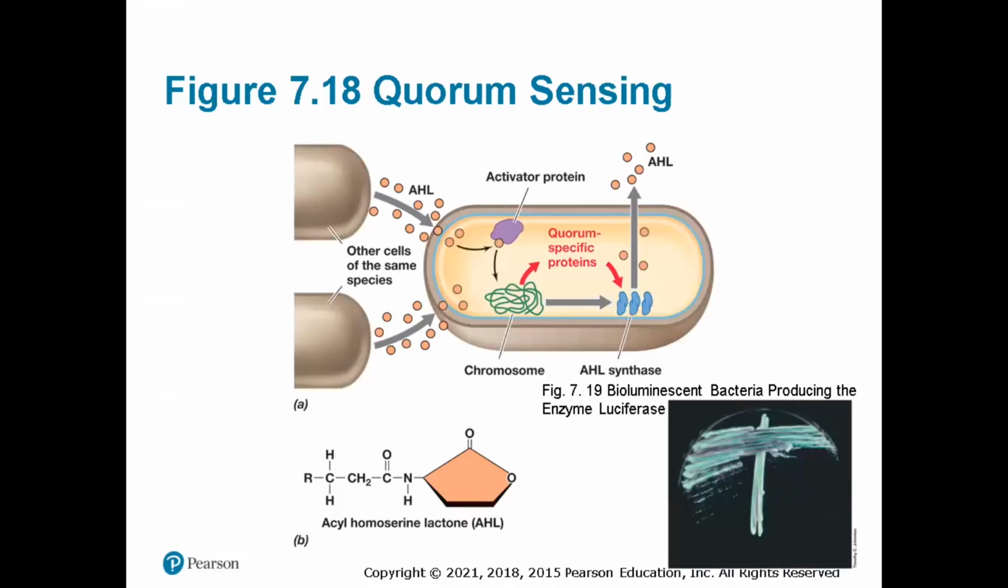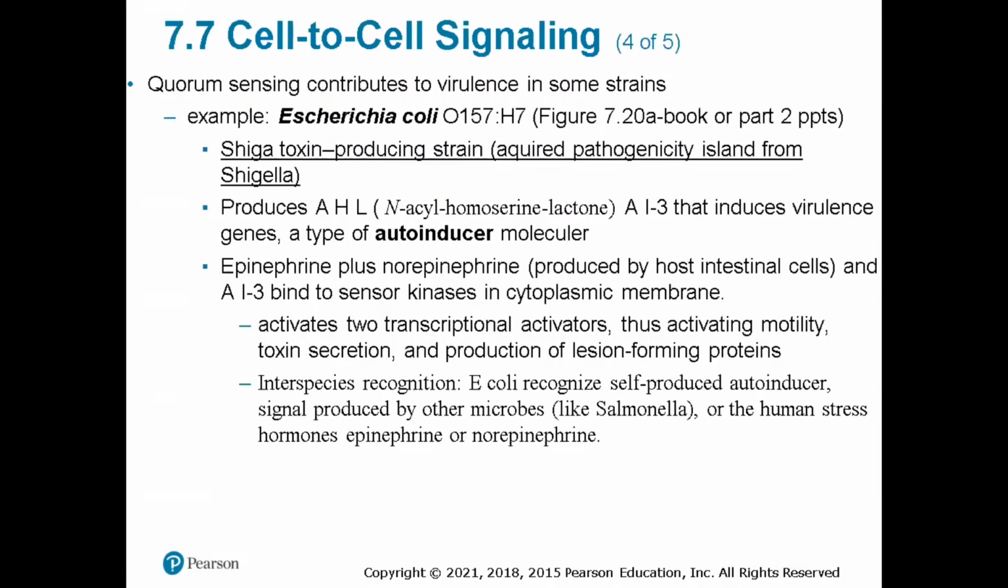This is an image of quorum sensing. Quorum sensing contributes to virulence in some strains, such as E. coli. The Shiga toxin producing strain acquired a pathogenicity island from Shigella, or it produces AHL that induces virulence genes, which is a type of autoinducer molecule.